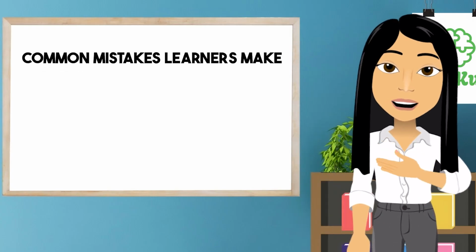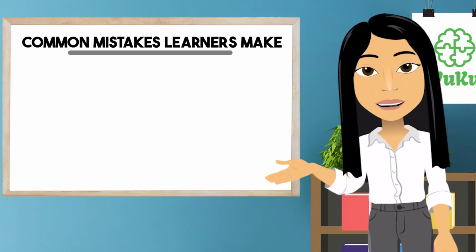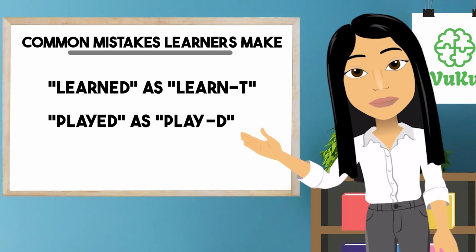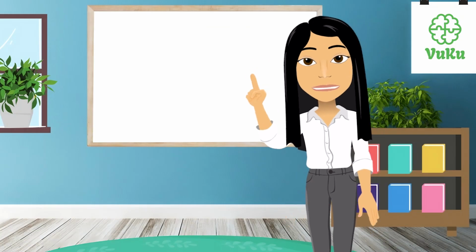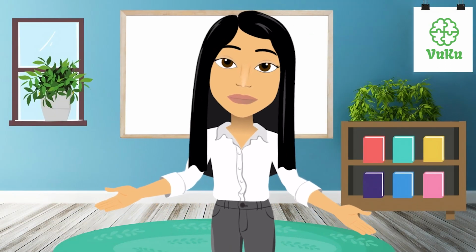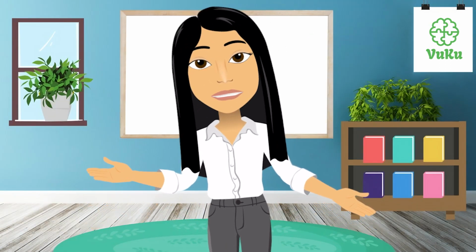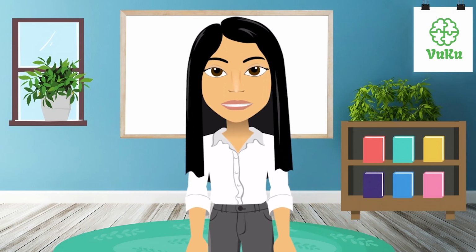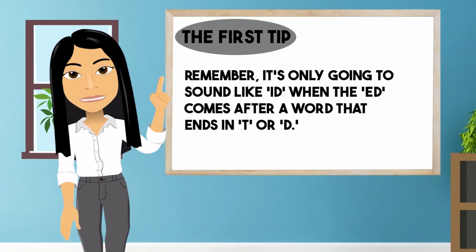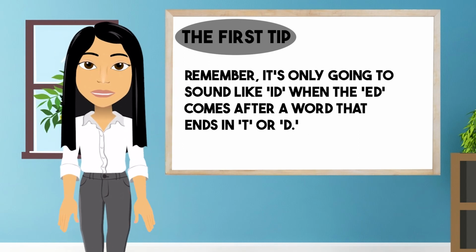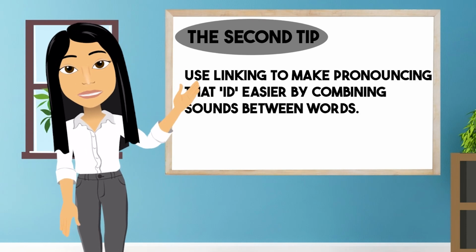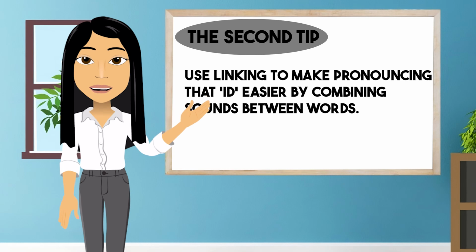Before we wrap up, let's address some common mistakes learners make. For instance, mispronouncing learned as learnt or played as play-ed. Remember, mastering these ed sounds is about finesse and practice. So there you have it, the 3 rules or patterns for pronouncing that ed ending, as well as 2 key tips for making it easier to pronounce. The first tip, remember, it's only going to sound like id when the ed comes after a word that ends in T or D. The second tip, use linking to make pronouncing that ed easier by combining sounds between words.